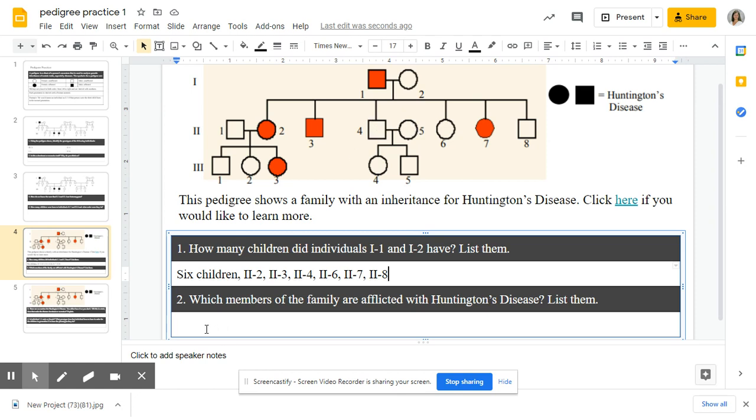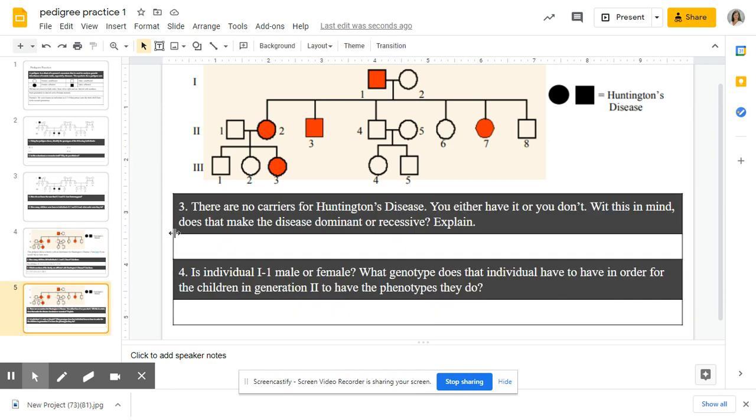Which members of the family are afflicted with Huntington's disease? So, of course, we have a little key here that tells us the shaded means Huntington's disease. So we're going to list the individuals. It looks like 1, 1 is afflicted, 2, 2, 2, 3, 7, and 3, 3 are all afflicted. So every person that's shaded in, you're listing their generation and their individual number. Those are the individuals that are afflicted with Huntington's disease.